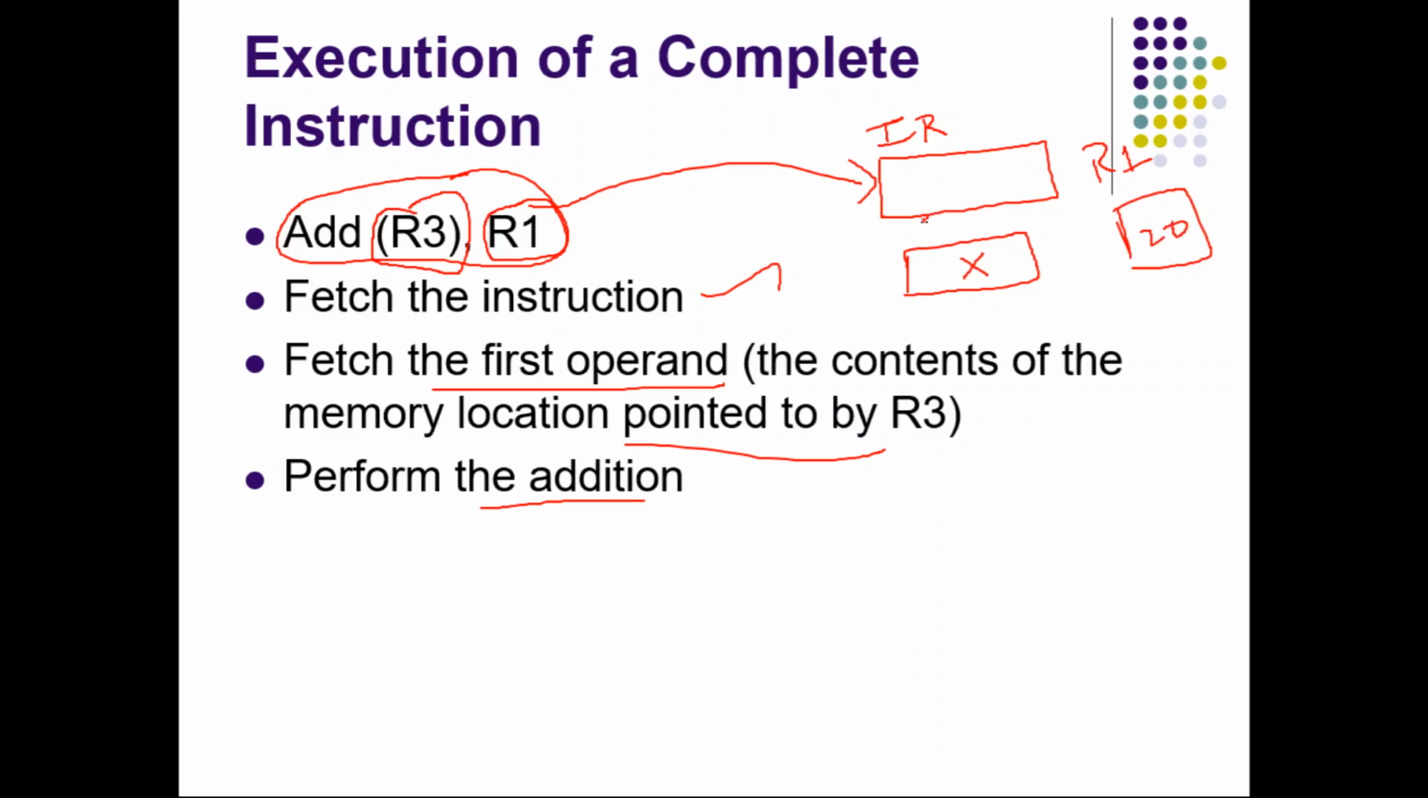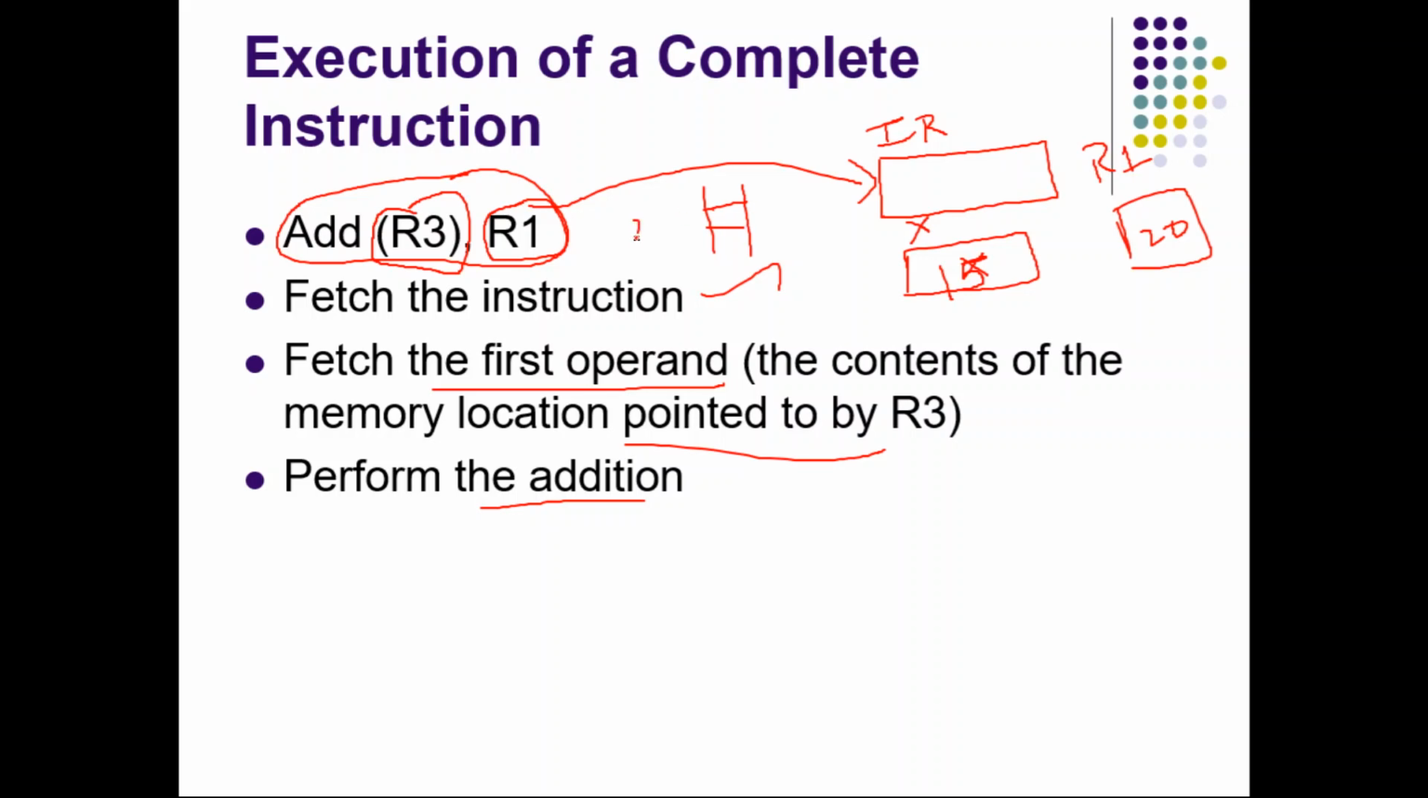So this is X. X may be 15. So this 15 you have to fetch, but you need not fetch R1, because it is already inside the processor only.